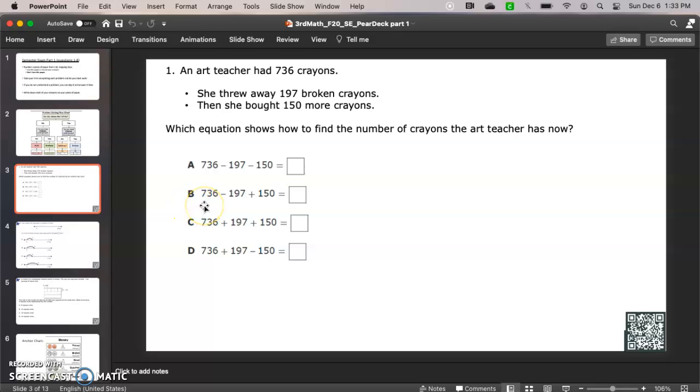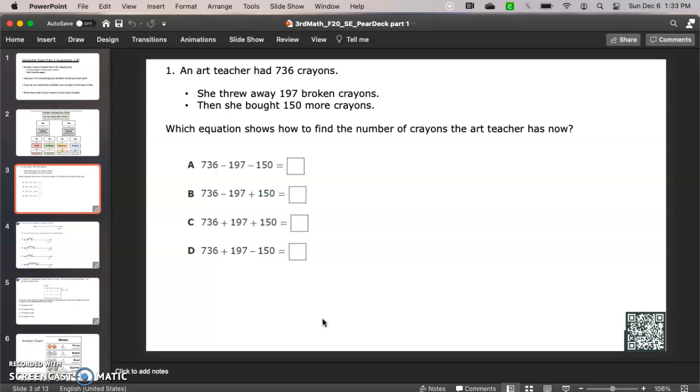B. 736 minus 197 plus 150 equals blank. C. 736 plus 197 plus 150 equals blank. D. 736 plus 197 minus 150 equals blank. Remember, which equation shows how to find the number of crayons the art teacher has now?